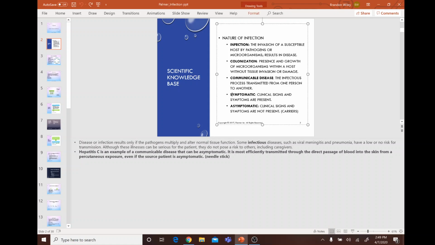What does symptomatic mean? You're seeing signs and symptoms. What is asymptomatic? You're not seeing any signs and symptoms. So what do you think is an example of a communicable disease that can be asymptomatic? Hepatitis C, and it is most effectively transmitted through, like, a needle stick.